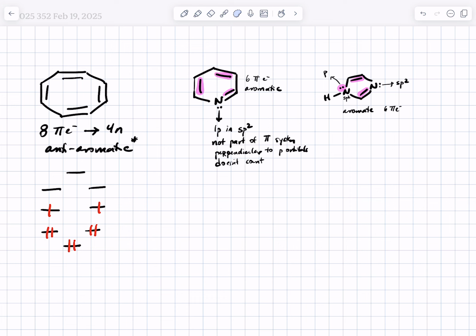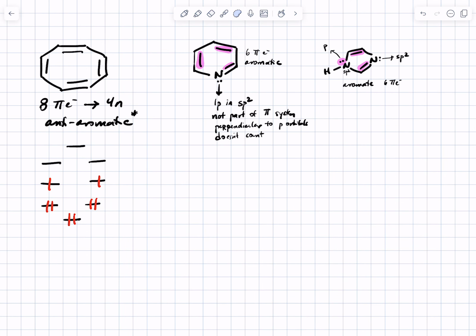Last time we were learning to identify aromatic versus anti-aromatic molecules. Remember, it needs to be cyclic, planar, fully conjugated, and it needs to have the right number of pi electrons, which we've said is 2, 6, 10, and so on. If it has 4, 8, or 12 pi electrons, it's anti-aromatic. And we'll give you some examples of both of those as we continue on.